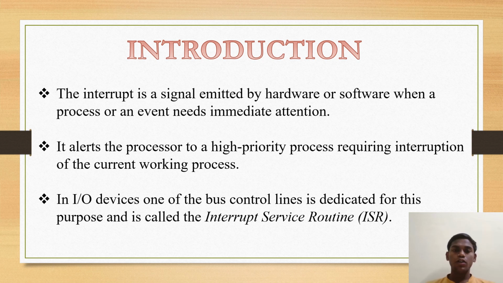Introduction. An interrupt is a signal emitted by hardware and/or software when a process or an event needs immediate attention. It alerts the processor to a high priority process requiring interruption of the current working process. In I/O devices, one of the bus control lines is dedicated to this purpose and is called the interrupt service routine line.